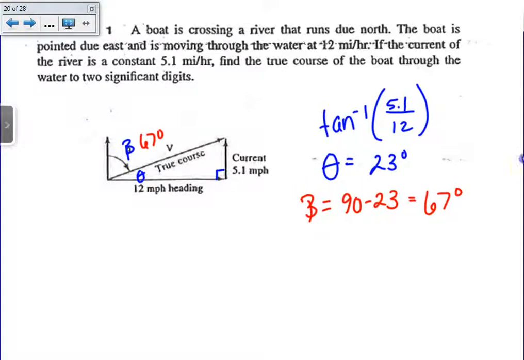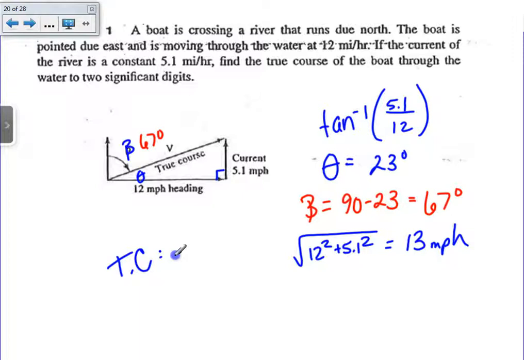Now we're going to do Pythagorean theorem to find the length of the true course's vector. Let's see, 12 squared plus 5.1 squared comes out to roughly 13 miles per hour. So our true course, just like on the last section of notes, is 13 miles per hour. So the boat is going a little bit faster because it's being pushed by the water at a bearing. And you can either say at a 67 degree bearing or 67 degrees east of north.